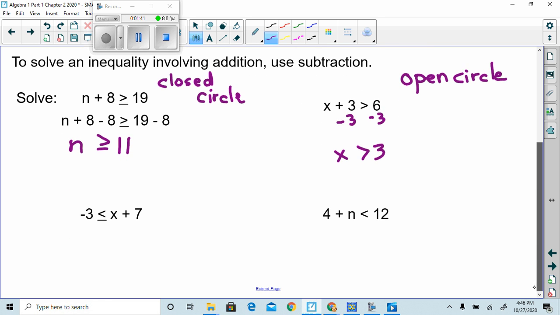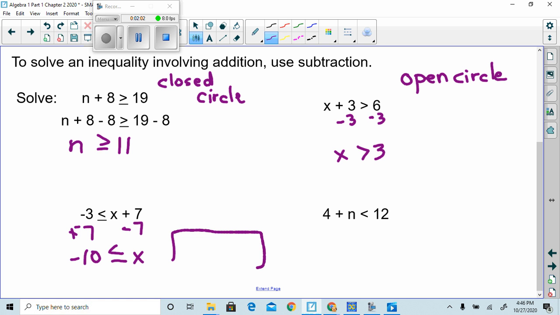Let's take a look at two additional problems. These are still addition inequalities. I see the addition sign, so I will go ahead and subtract. Remember, when I subtract, I add the opposite, and that gives me negative 10 is less than or equal to x. But if you remember from last session, we're not done until we write our inequality with the variable first. x is greater than or equal to negative 10.